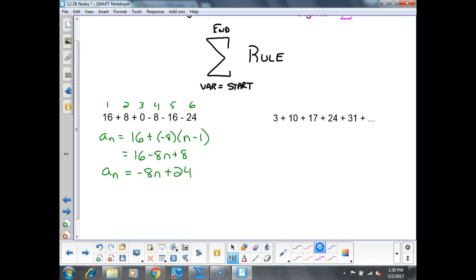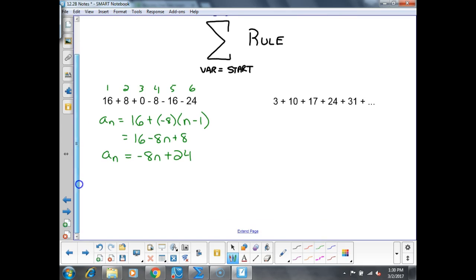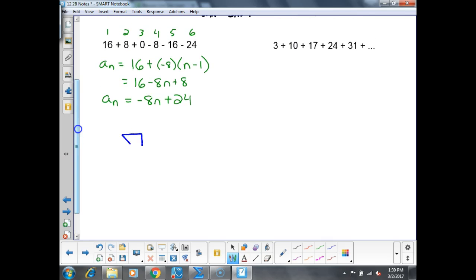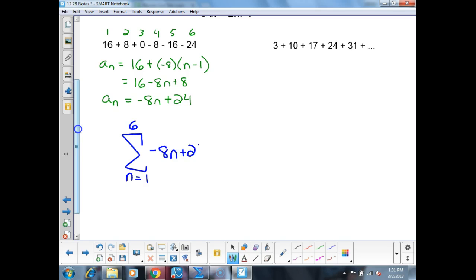So my sigma notation, based off of this series, is going to be, first I start with sigma. I'm going to go with my variable as n. I like n. The book likes i, just so you know. And how far am I going to go? What term am I going to end on? The 6th term. So the 6 goes up top. And then I put my rule: negative 8n plus 24.